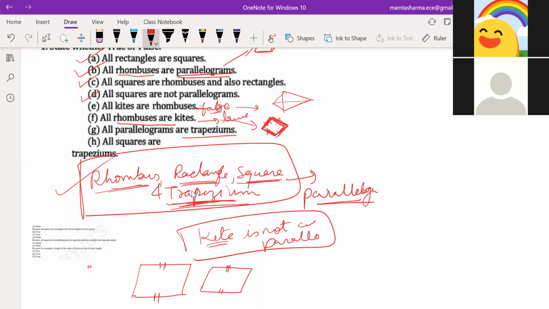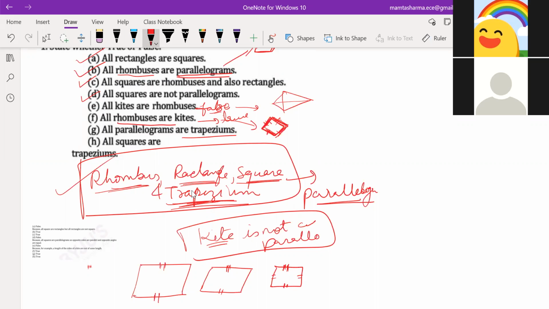See, this is a square. Two pairs of sides are parallel, and we need only one. Our requirement is that at least one pair of sides should be parallel. If it is more than one, it is okay for us. Then it will be a trapezium, since all the parallelograms have that.